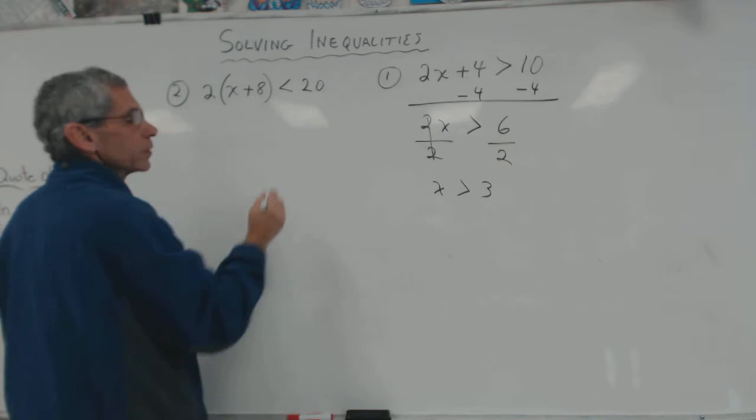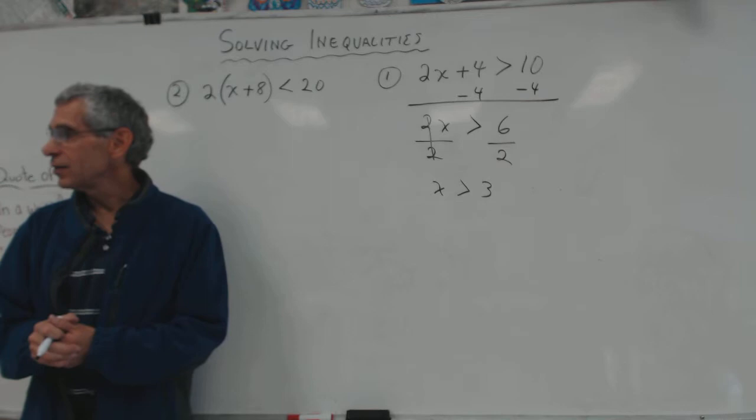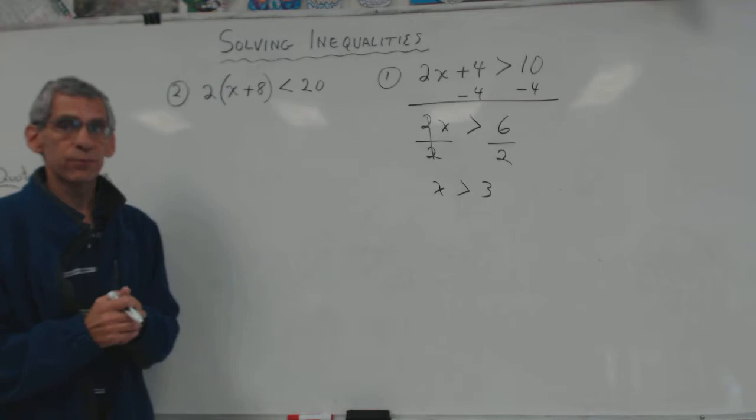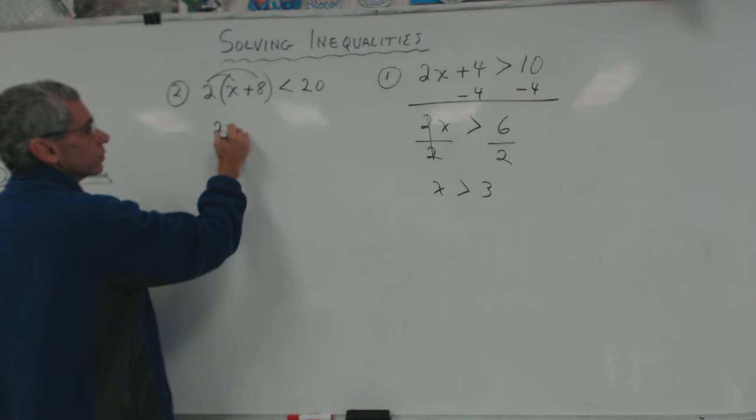Guys, listen up. So we'll try another one now. Just like in equations. Exactly like an equation. What do I have to get rid of? You get rid of the parentheses. Yeah. Get rid of the parentheses using my new editor copy. Plus 16 is less than 20. Okay, now what?